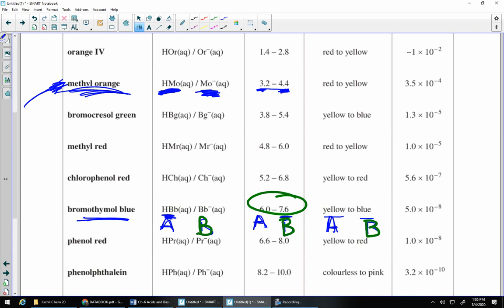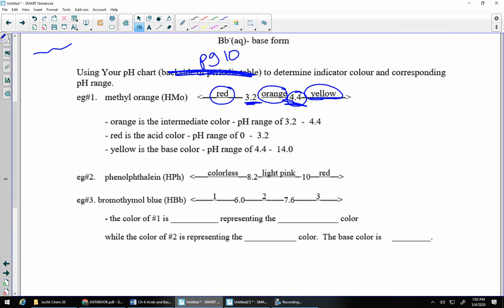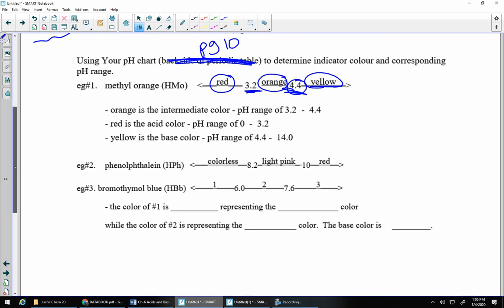Then the next thing it tells me is the red corresponds to anything less than 3.2. So if I put methyl orange in something that had a pH of less than 3.2, it would turn red. If I put it into something with a pH of more than 4.4, it's going to turn yellow. And if it's somewhere between 3.2 and 4.4, it's going to be orange. It's going to be the mixture. Cool. That's our first one.